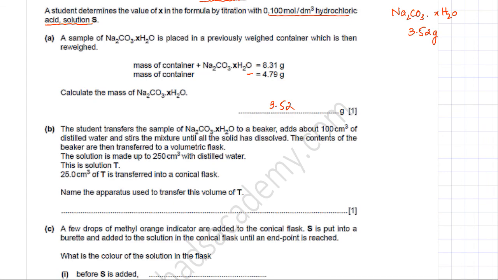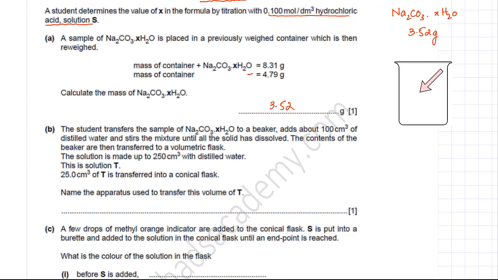Let's sketch all the steps performed in this paragraph. Here I have drawn this beaker, and I'm going to transfer, this is the first step. He transfers, let's underline that, the sample of sodium carbonate .xH2O to the beaker, and then adds about 100 cm cube of distilled water and stirs the mixture until all the solid has dissolved. So that's the first thing we're going to do: put this in the water and add 100 cm cube of water.